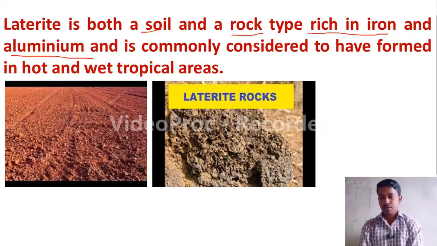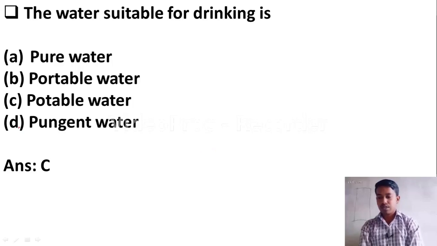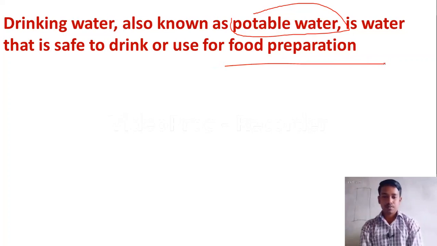Let us move to the next question. The water suitable for drinking is option A, pure water, option B, potable water, option C, potable water, option D, pungent water. Here the right answer is option C, potable water is the correct answer. And drinking water is also known as potable water. Please remember it. It is the water which we are using for drinking purpose and for food preparation.